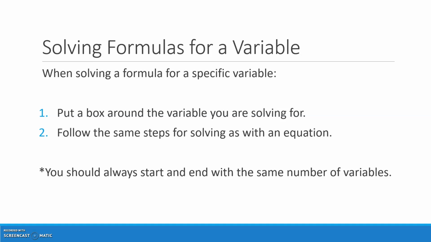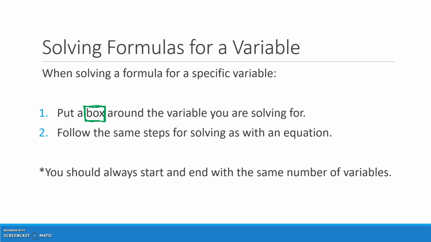All right, so we are going to look at how to solve a formula for a specific variable. And we'll talk tomorrow more about why we do this, but for today we're going to focus on the how do we do this. So there are 2 big steps. 1, put a box around the variable that you're solving for. This is going to be important for helping keep your work separate because there's going to be more than one variable in our work today.